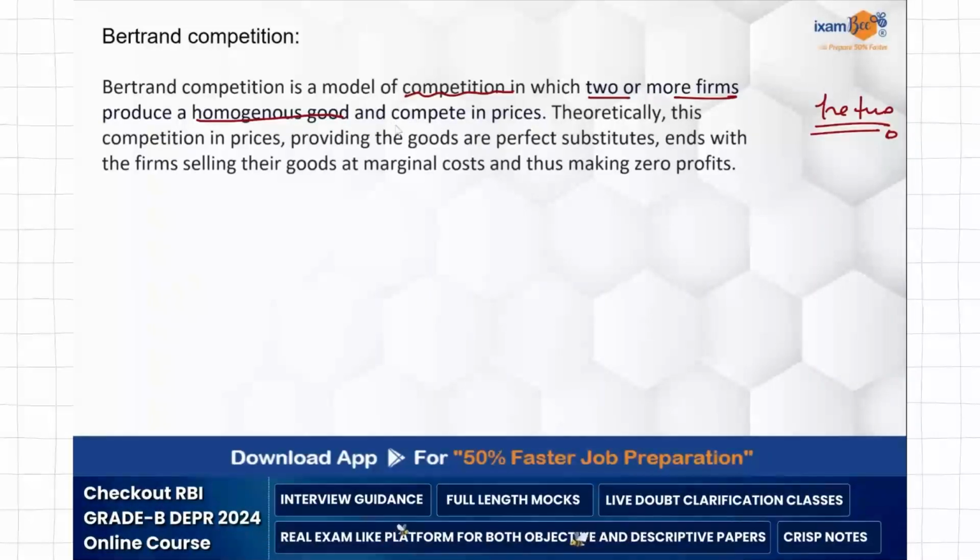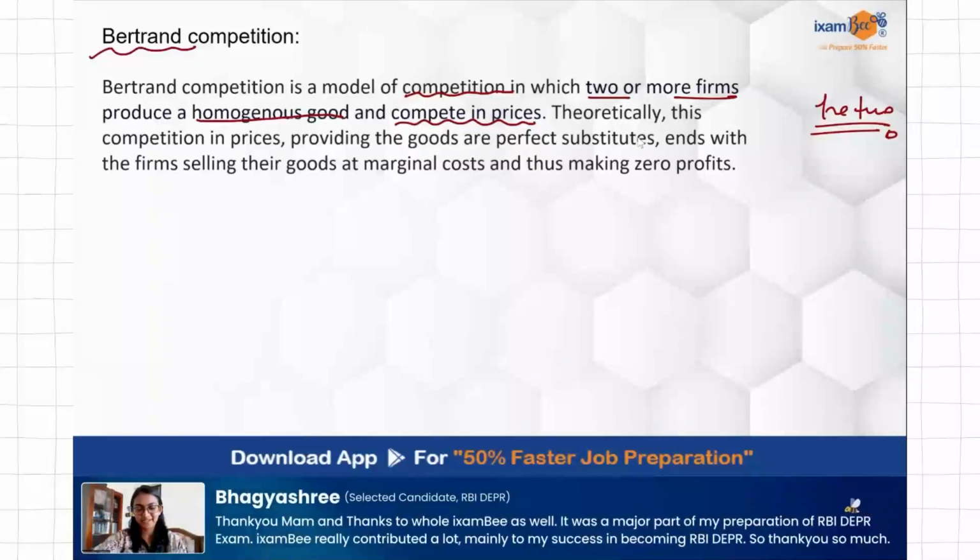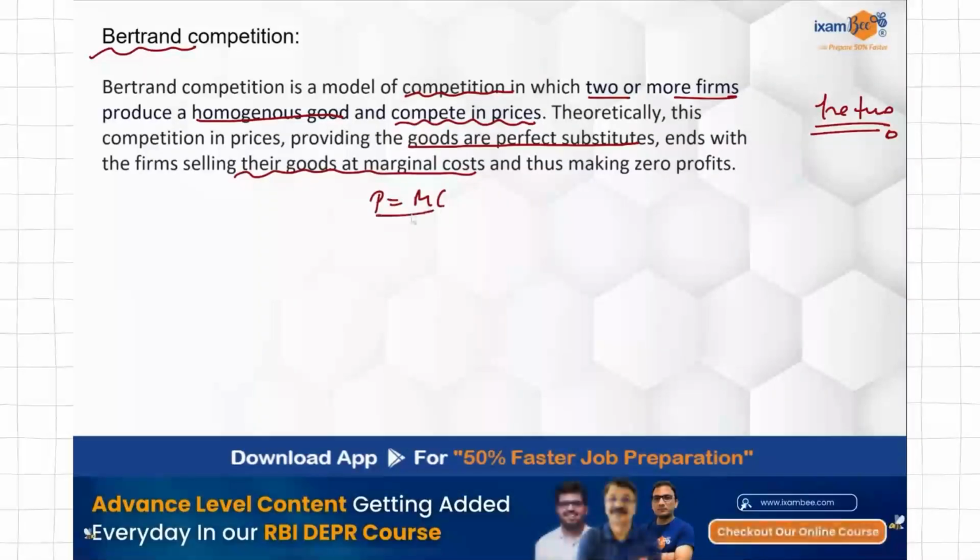If they're producing the homogeneous good, they need to compete in price, because Bertrand is competing in price simultaneously. Theoretically, this competition in price, given the goods are perfect substitutes because of homogeneous goods, ends with the firms selling their goods at the marginal cost, price equals MC, and thus making zero economic profit. And this is known as the Bertrand paradox.